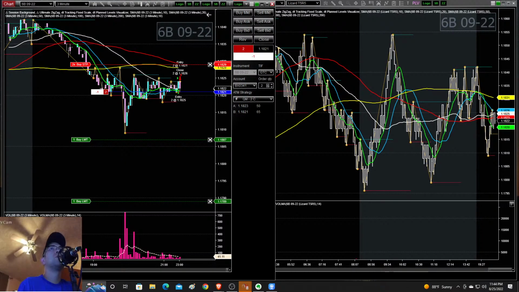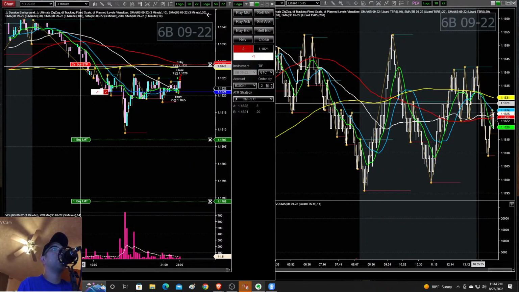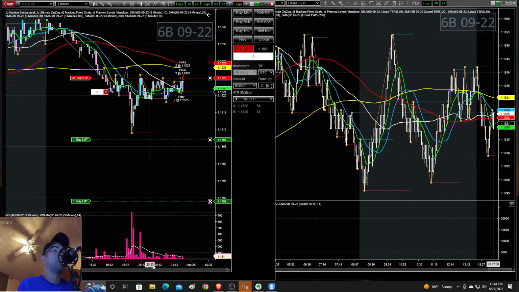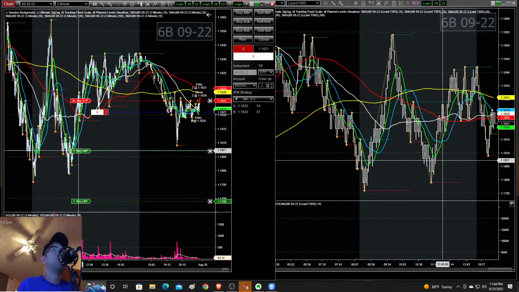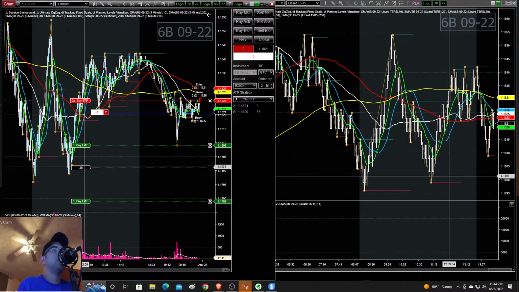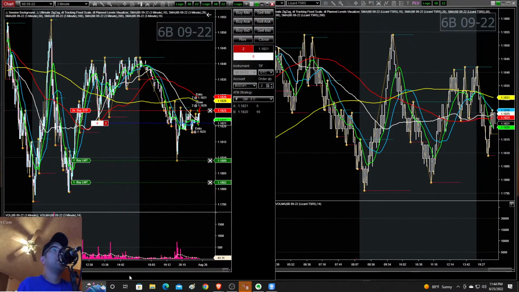Order filled. We'll see if this is a bad trade. You guys can see. Set it above pivot, and go for this pivot right here.